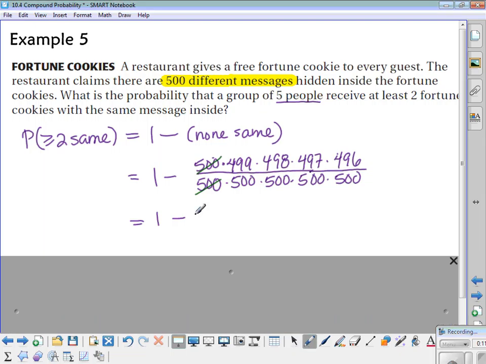All right, so we get 0.9801, and so if we subtract that, we find that the probability that at least 2 are the same is 0.0199. So not a real high likelihood that you would get 2 the same.